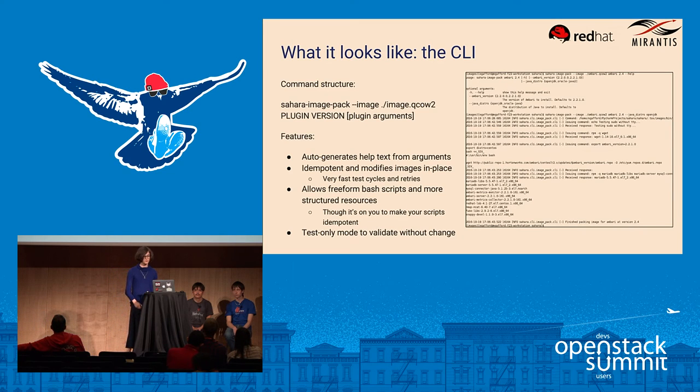This is the fundamental CLI that was built. There's the Sahara image pack call that's built into Sahara now. You give it a base image, you give it a plugin and a version, and any arguments that you want to give it. Some nice features of this is that if you build your YAML, it'll actually auto-generate the CLI help text for you.